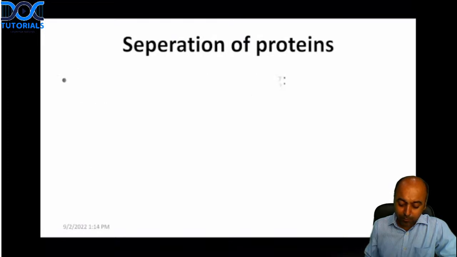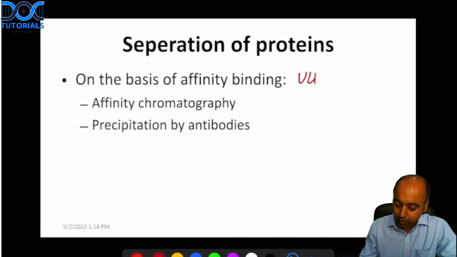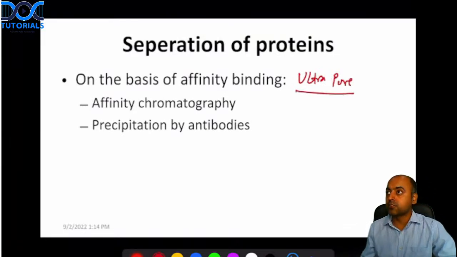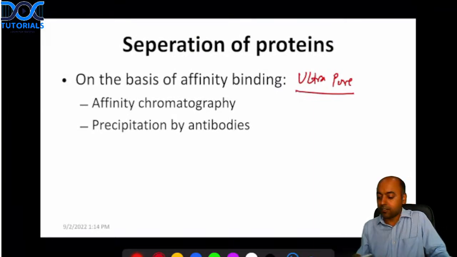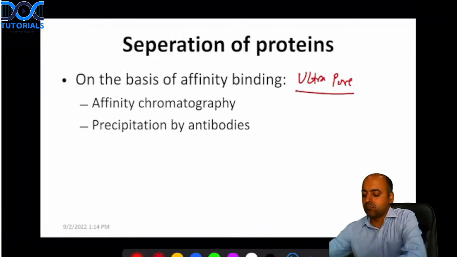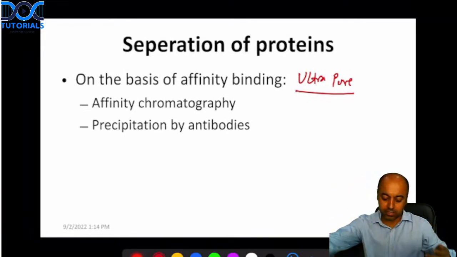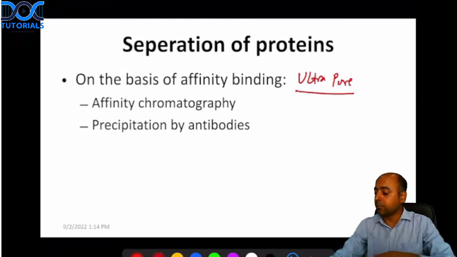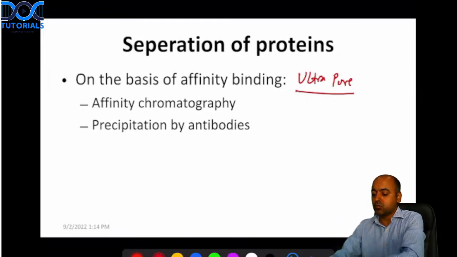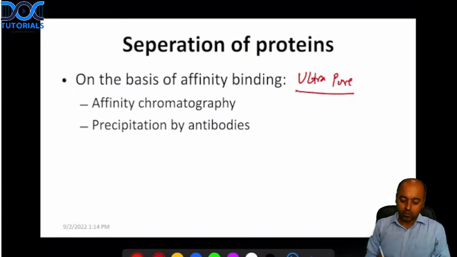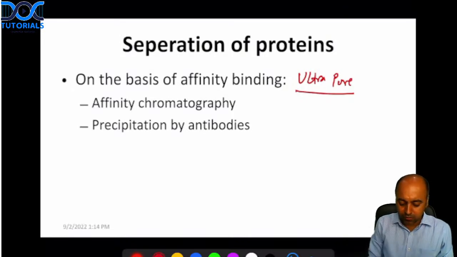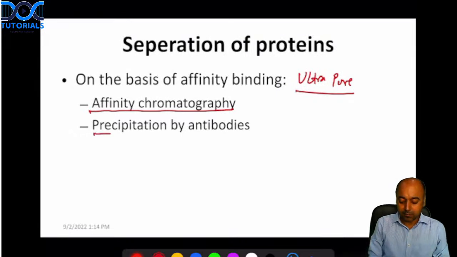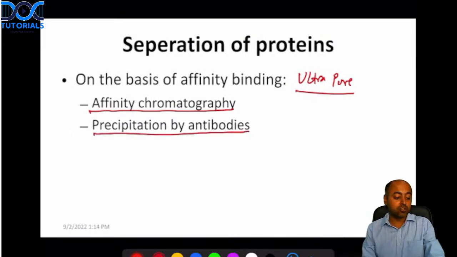And when you want the very pure protein, in other words we call it the ultra pure proteins, in that case we use the separation based on affinity binding. Okay, so here we have two properties which can be used. One is the affinity chromatography, and second is precipitation by antibodies. In these cases, you are going to get the ultra pure form of the protein.